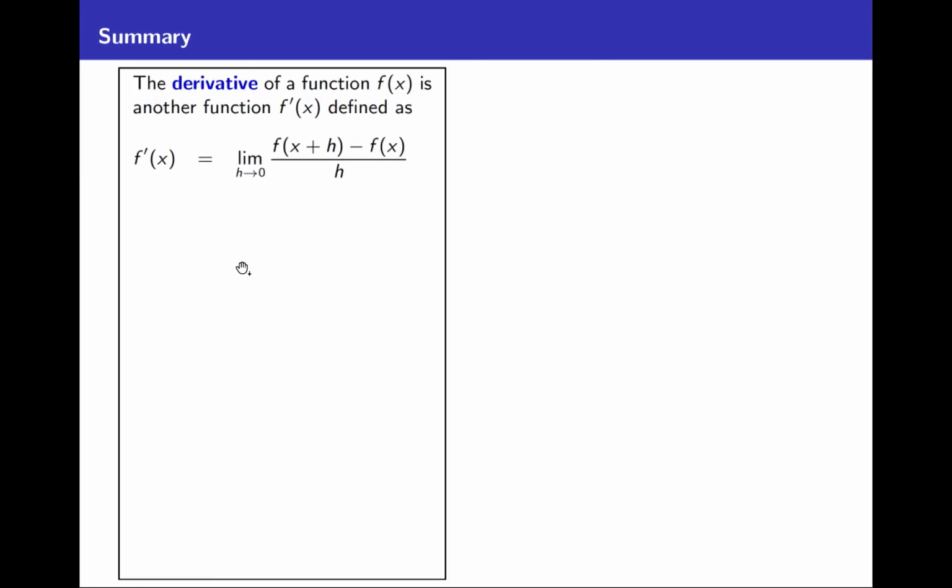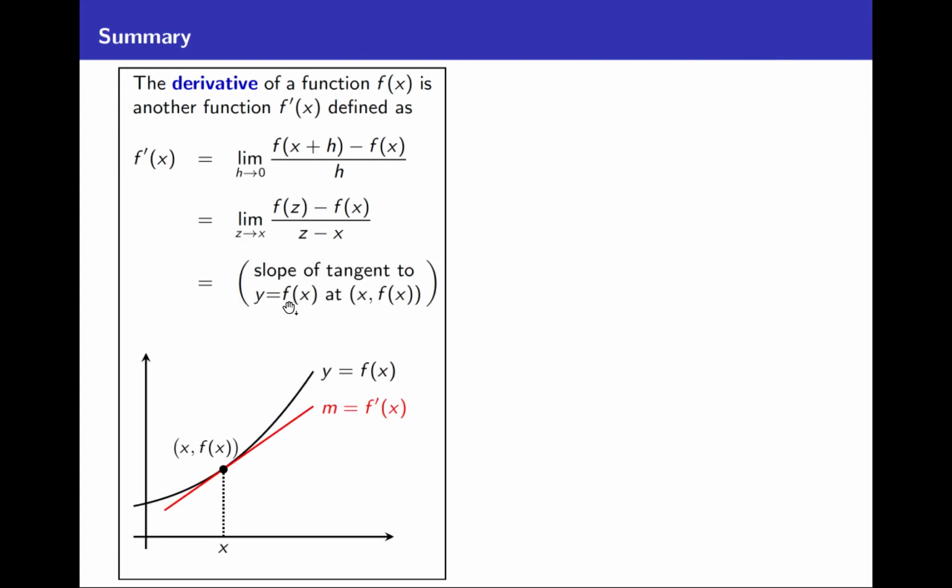In summary, today we have come up with the major definition in this course, the major idea. The derivative of a function f of x is another function f prime of x defined as f prime of x equals the limit as h approaches 0 of f of x plus h minus f of x divided by h. Alternatively, it equals the limit as z approaches x of f of z minus f of x divided by z minus x. And it equals the slope of the tangent to y equals f of x at the point x, f of x, as indicated here.